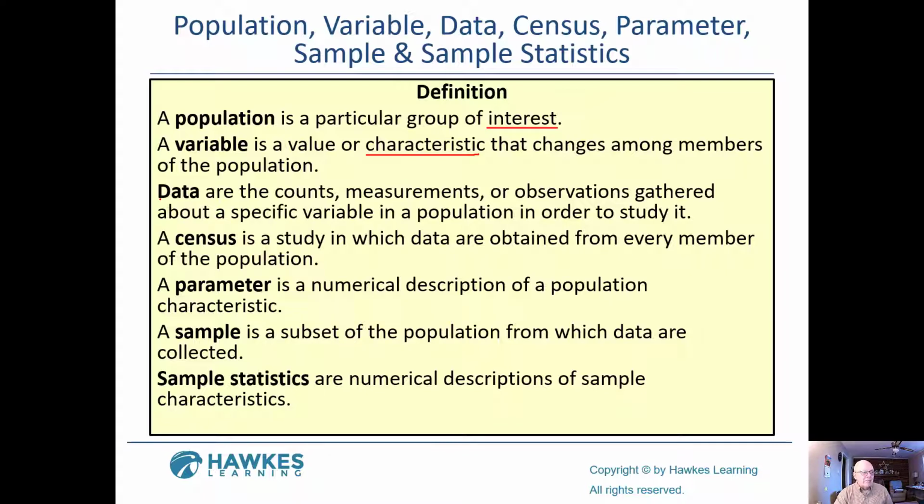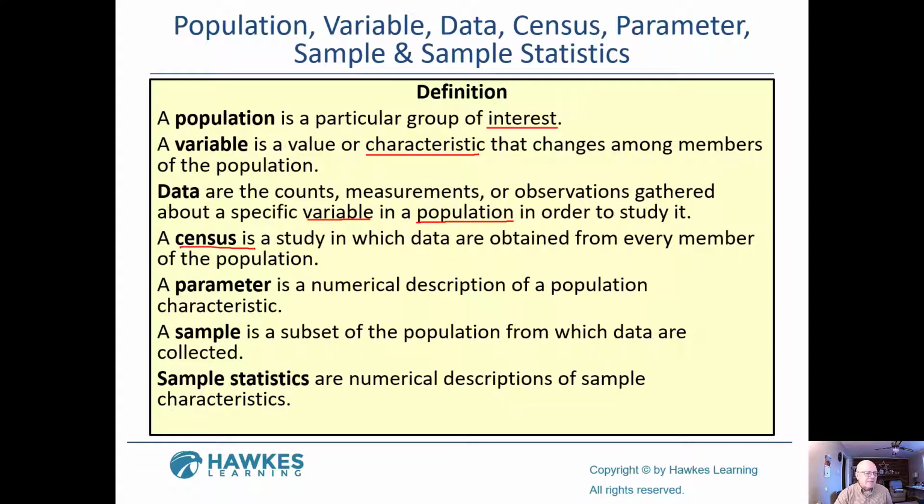The data, also called statistics occasionally, are the counts, because sometimes you just add things up or make a tally, measurements, maybe you see how tall things are, or observations, all kinds of things about the variable. And remember, what you're interested in is the population.